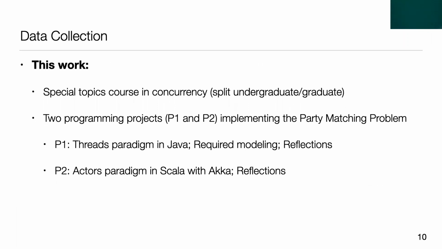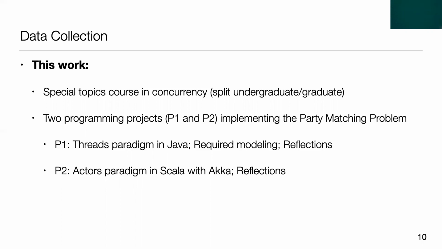For this work, we focused on both research questions and sought to collect student responses representing later phases in the software development process. We studied students in a special topics course in concurrency in the spring 2019 semester, which contained 2 programming projects used in the study. There were 24 students in the class, and they had the option to work on the projects alone or in pairs. Both projects implemented the party matching problem.